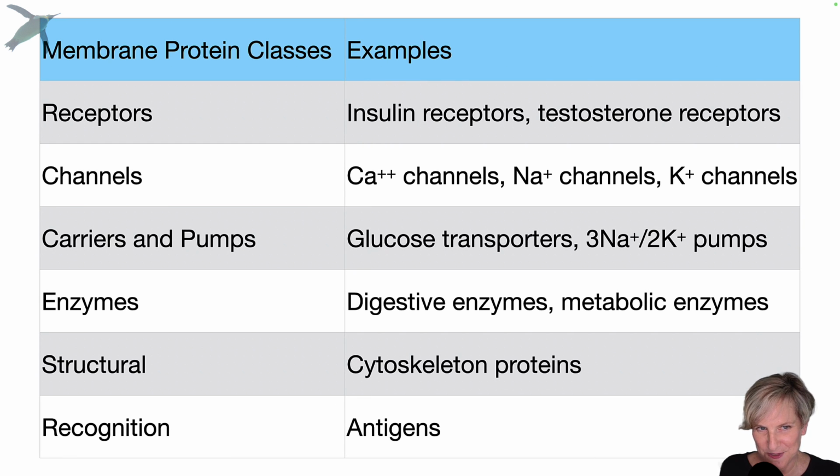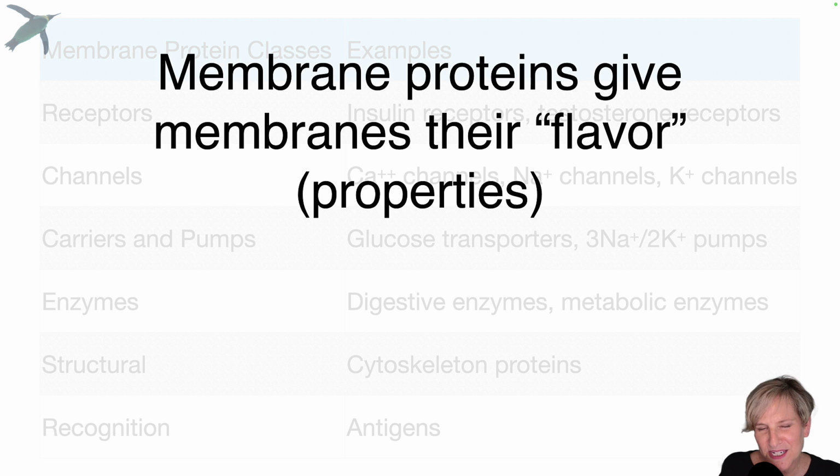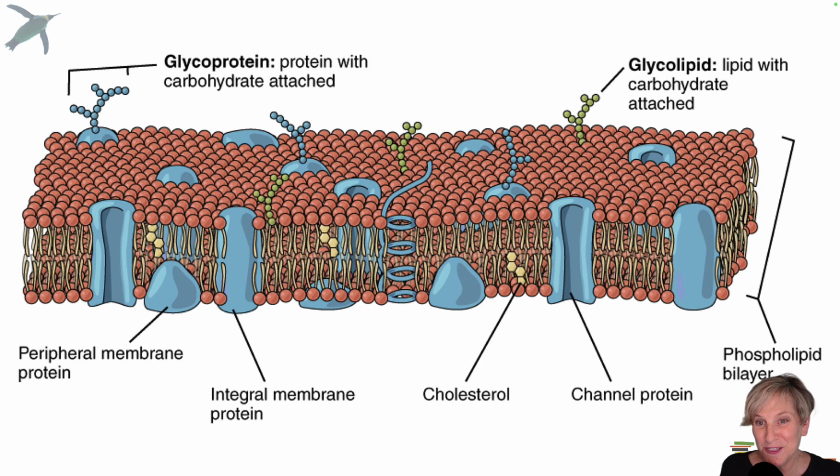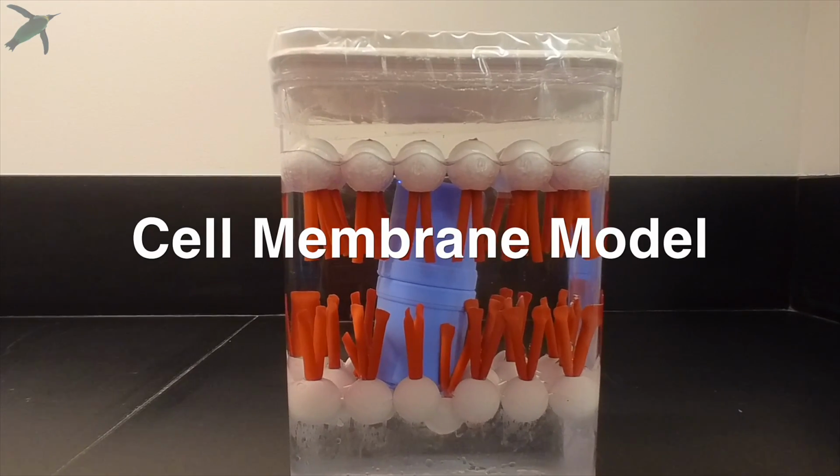Okay, so in addition to the lipids, as I told you, membranes will have proteins in them. Lots of different types of proteins, and they do lots of different things. The important thing to see right now is that membrane proteins give membranes their flavor or their properties. Remember, phospholipids hold the membrane together. That's the backbone. And then the charms, the flavor, that's going to come from the proteins. So when you look at a diagram like this, hopefully you're starting to see this backbone of phospholipids and then look at all the different proteins that can be associated with that membrane. This is our model of a cell membrane.